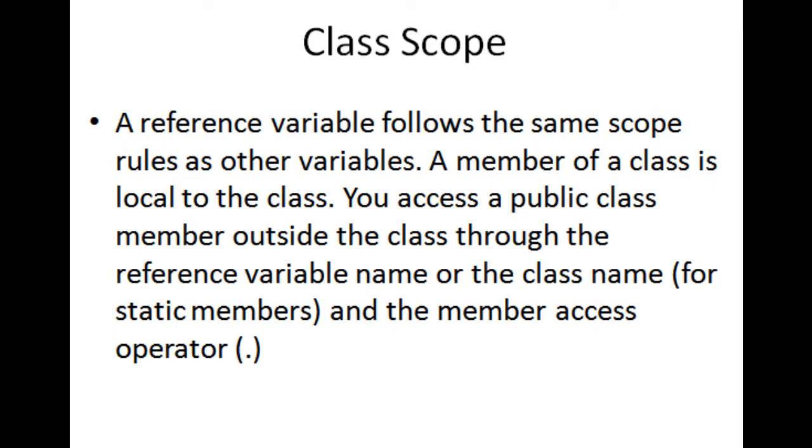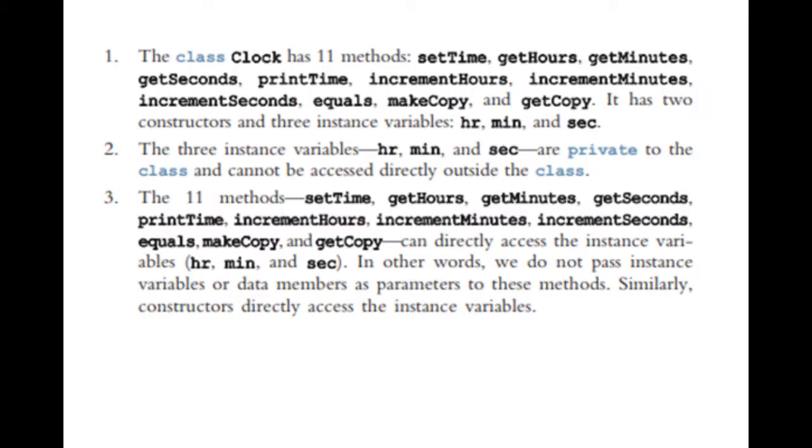Methods and classes. Reference variables can be passed as parameters to methods and returned as method values. Recall that when a reference variable is passed as a parameter to a method, both the formal and actual parameters point to the same object.